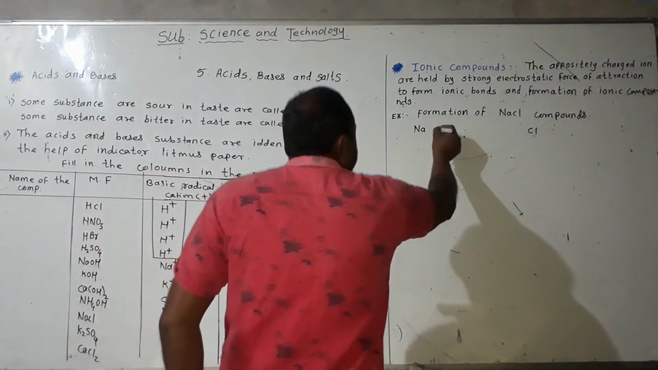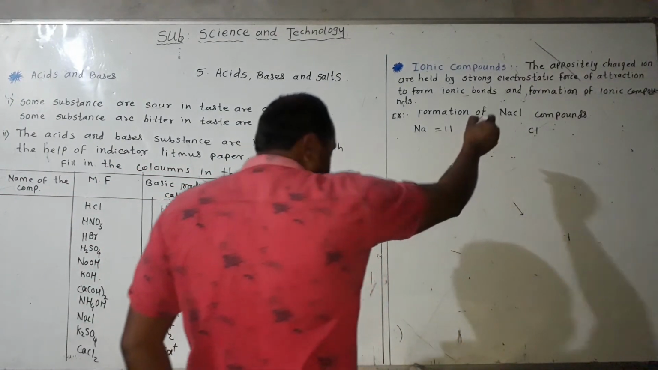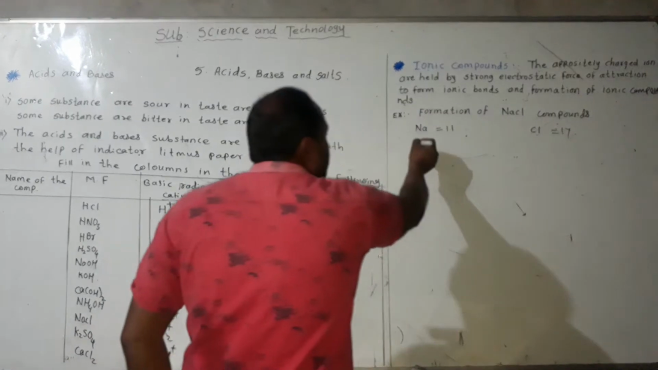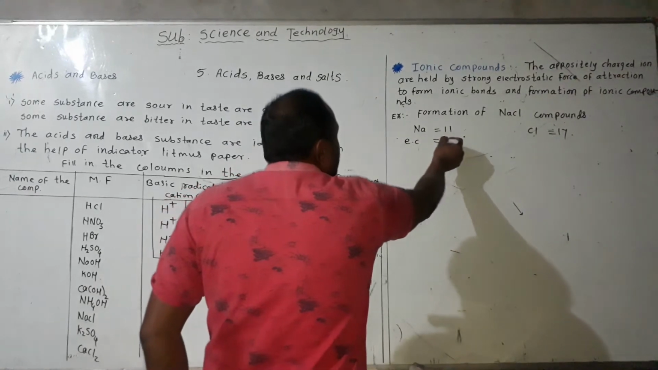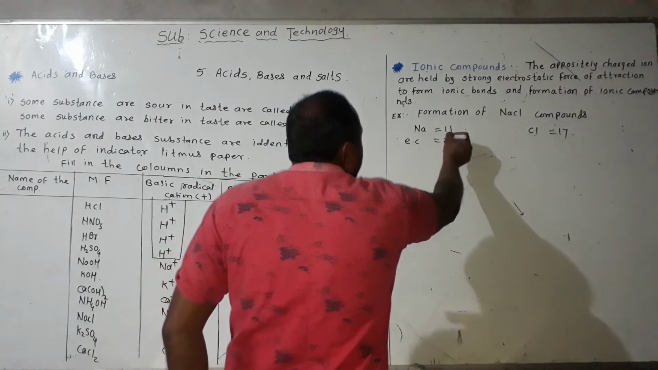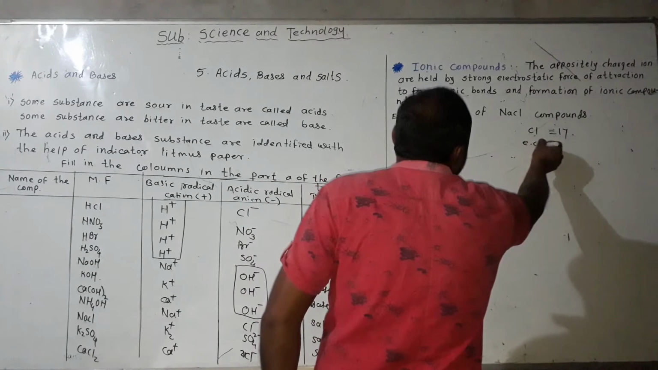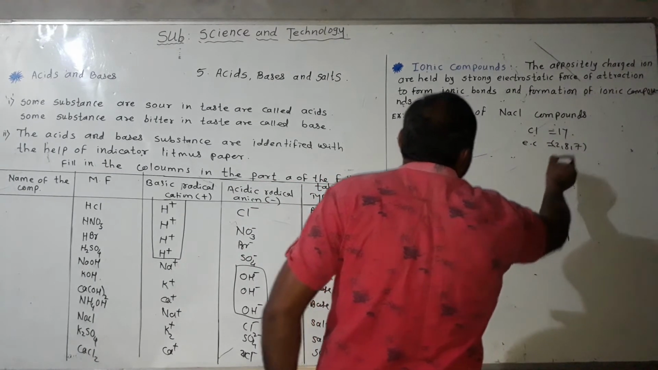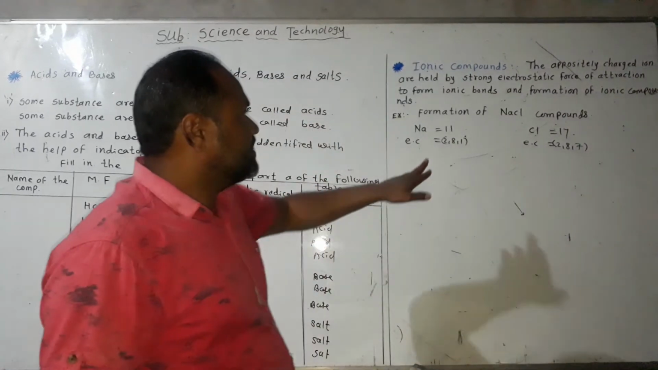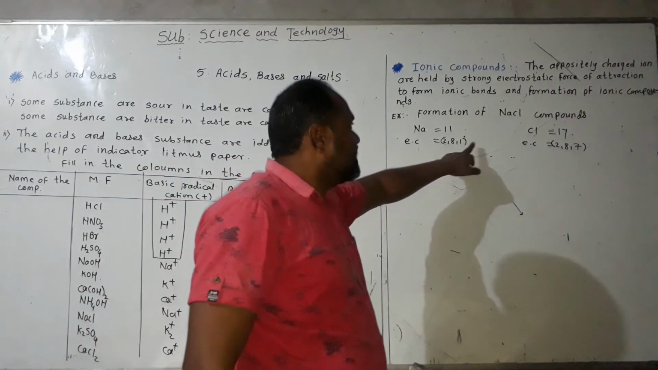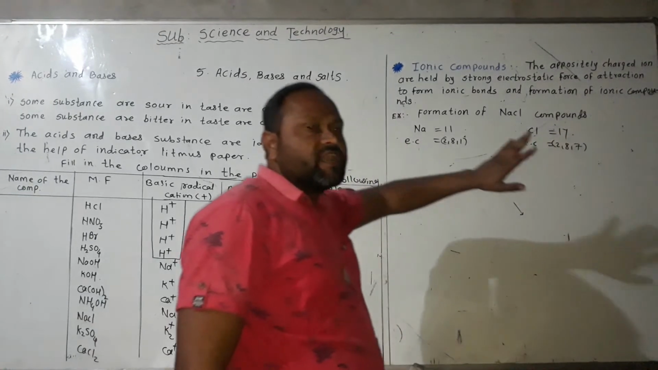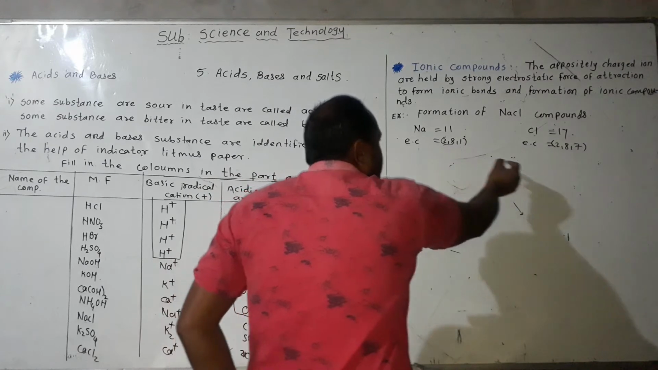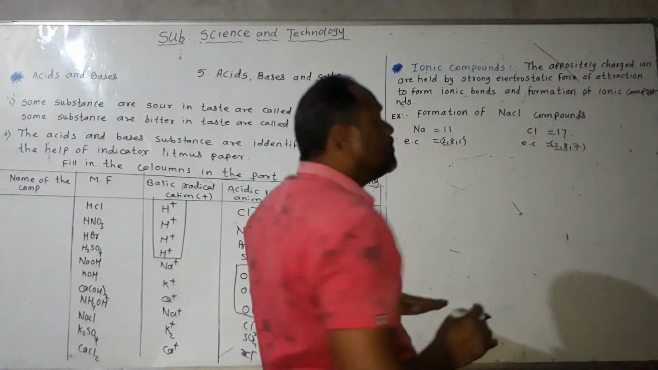Formation of ionic compound is NaCl. Here Na atomic number is 11 and Cl atomic number is 17. Now electronic configuration here: 2, 8, 1, and now electronic configuration of chlorine atom we have to write here: 2, 8, 7. So K shell, L shell, M shell. But here in the sodium atom, 2 shells are completely filled, and here chlorine also has 2 shells completely filled.